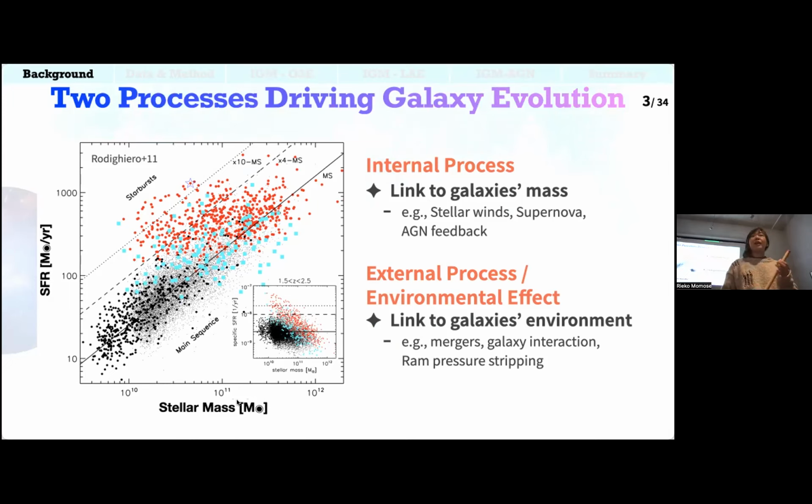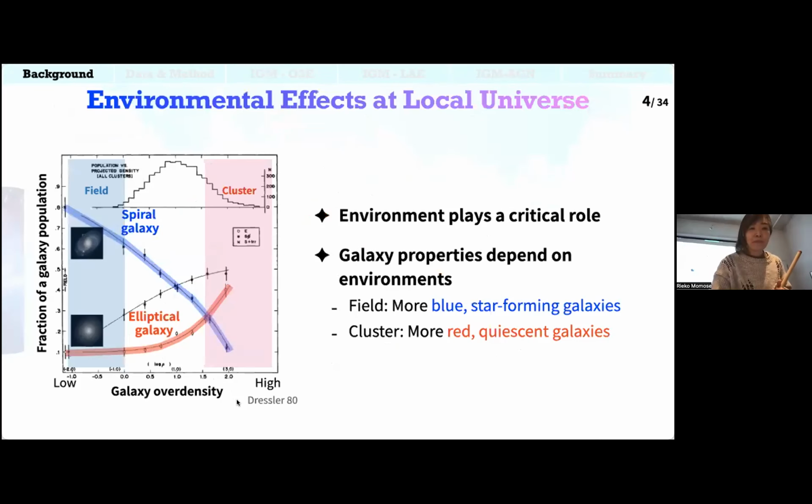Both of those processes induce or suppress star formation by accumulating or expelling the interstellar medium. But which process dominates in galaxy evolution is still a debated subject. In the local universe, the environment is known to play a critical role. Observations have identified strong evidence of the dependence of galaxy morphology and color on environment, in the sense that more star-forming, blue spiral galaxies are found in the field, but more red, quenched elliptical galaxies are found in clusters. Those observations indicate that star formation history is heavily influenced by the cosmic environment.